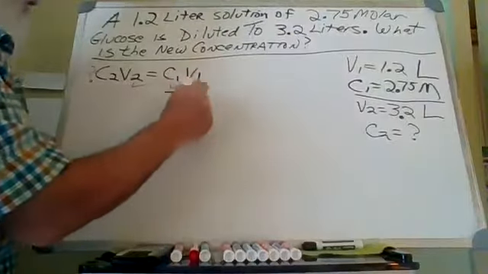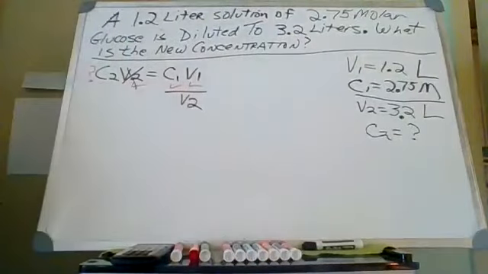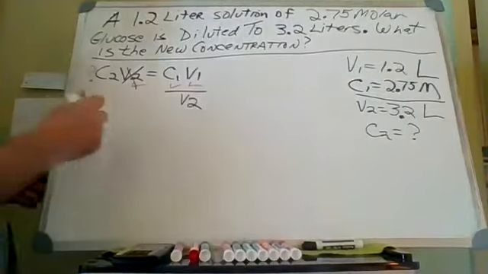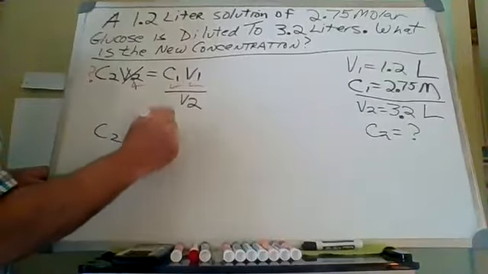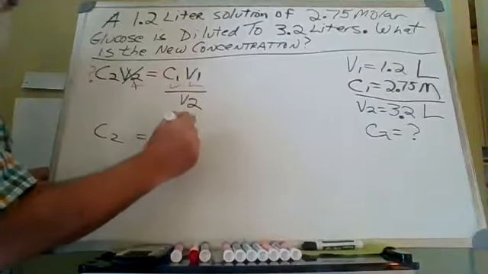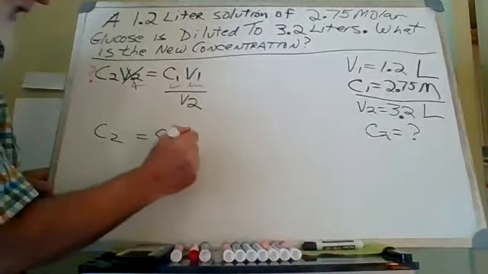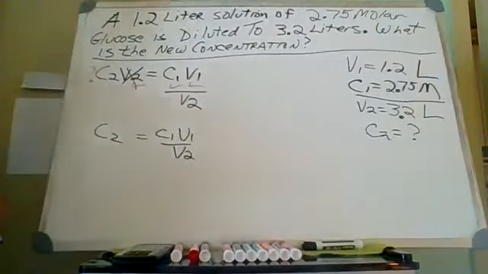So divided by V2, I can cancel V2 there. Underneath, I'm going to write what's left: C2 equals C1, just looking on the line above, times V1 divided by V2. So there we go.